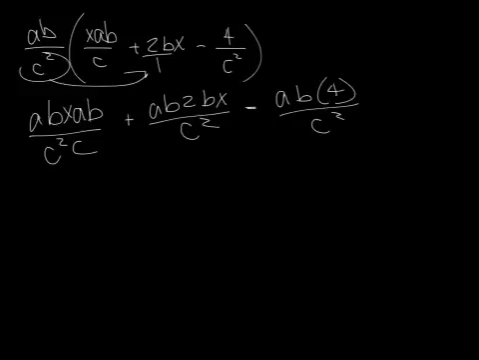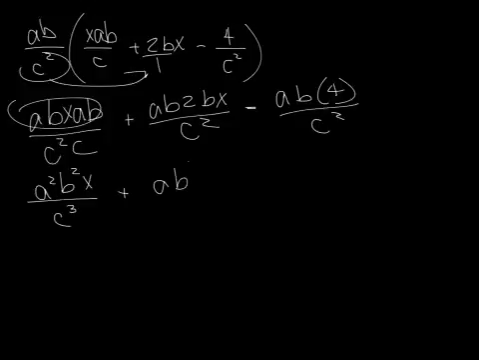Alright, so let's see what we've got here. On the top here we have 2 a's, so that's a squared. We have 2 b's, and we have an x. On the bottom we have a c squared and a c, so that's c cubed. And over here we have an a, we have 2 b's, and let's put the number 2 in front, we have an x, and we have a c squared. Then over here we have a 4ab over c squared.